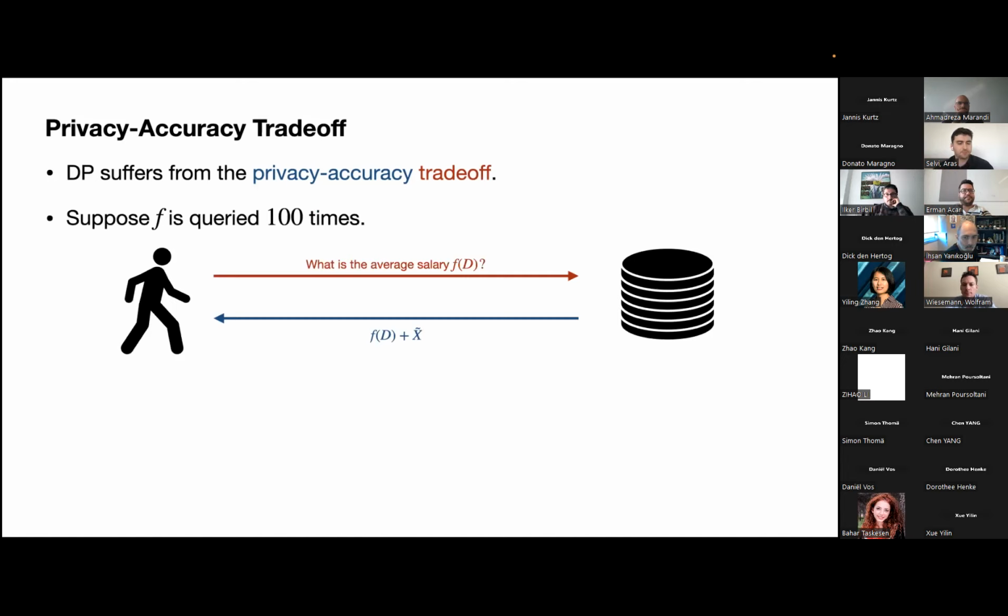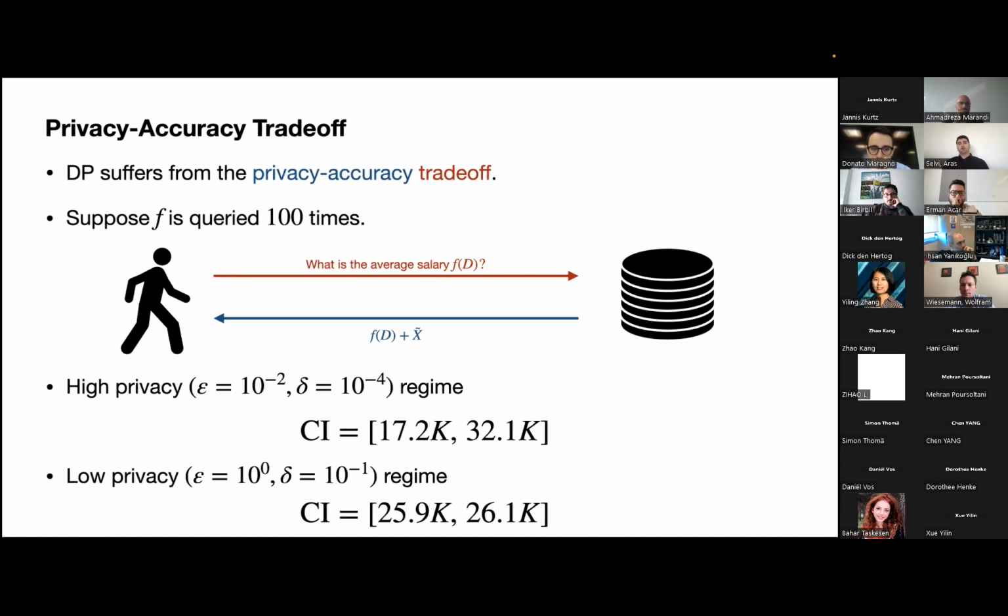Let's see an example. Assume someone asks the same average salary question 100 times. So each time we get a question, we respond to it. But of course, because we are noising it, all our 100 answers will be different. So someone can make confidence intervals, because the more they ask, the more confident they will be about the true value. And remember, by composition property, our privacy degrades over time if we answer more and more questions. So they can come up with confidence intervals by looking at our 100 answers. And obviously, if we want a higher privacy, our confidence intervals will get looser. And if we want a lower privacy, it will get tighter.